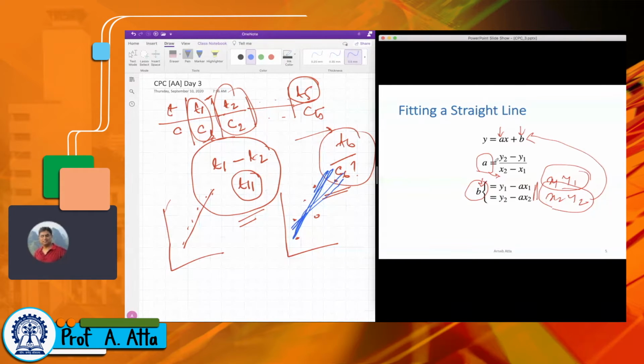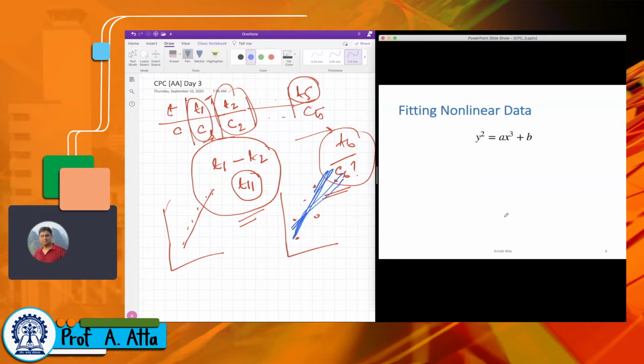Am I clear? You have used any one of the points to calculate the value of b. Then one point is left. That should be used to cross check your straight line fit, to see how much it is deviating, or what the accuracy is.